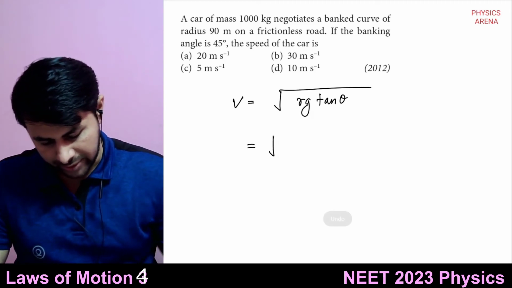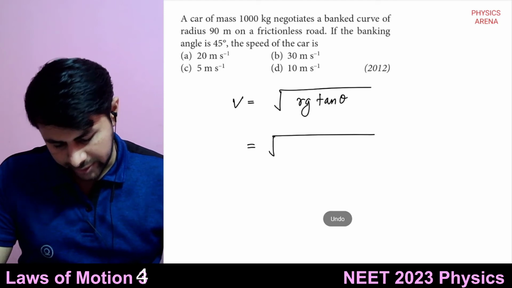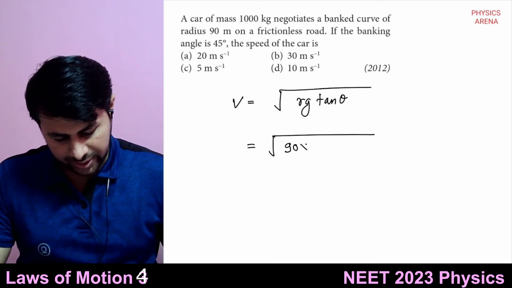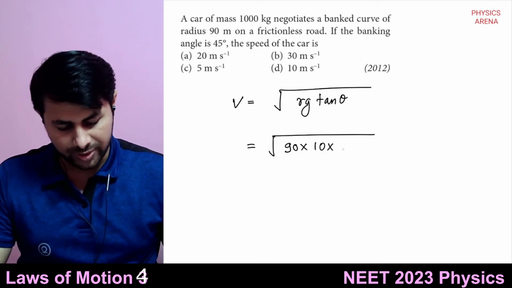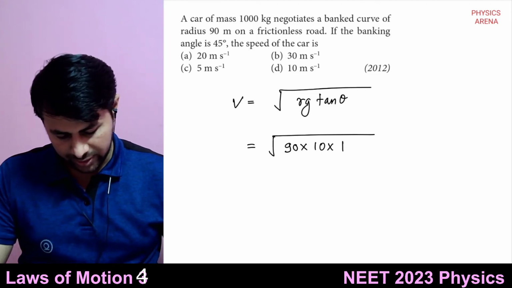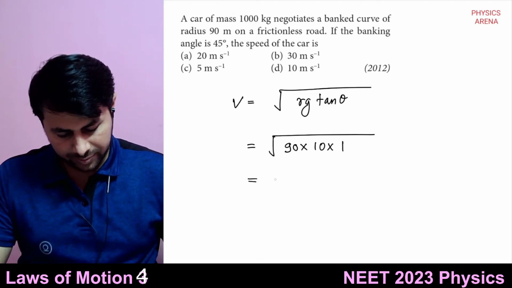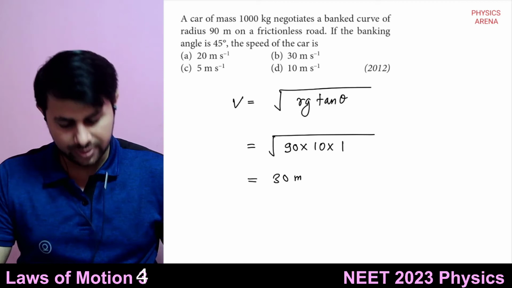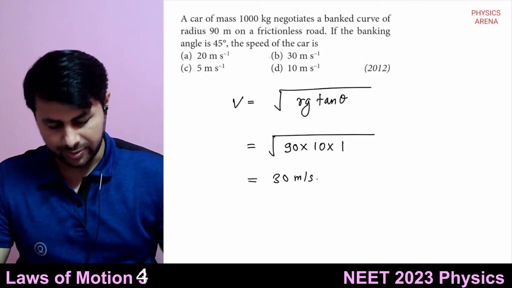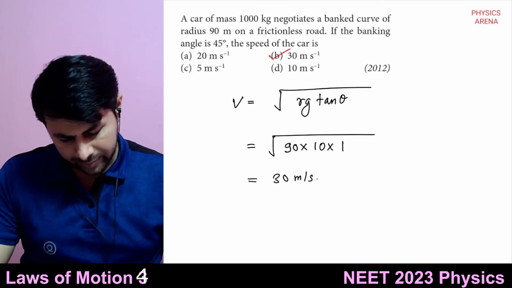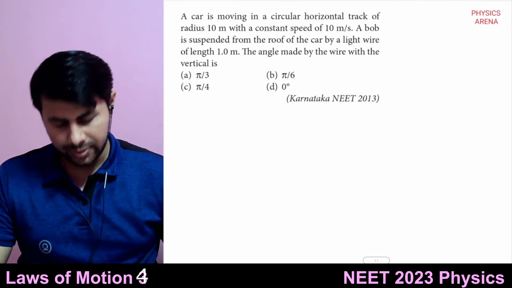So let's put the values. What is R? It's 90. g is 10. Tan of 45 is 1. So it is square root of 900, 30 meters per second. Option B. Okay. Next question.